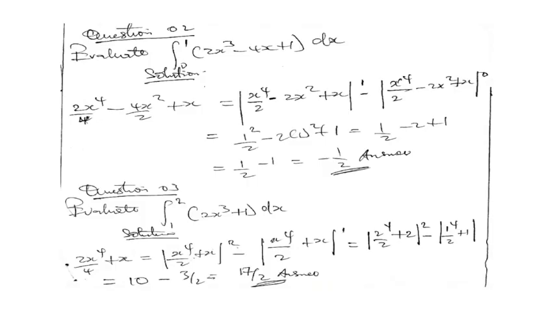Putting the minimum value 1. We'll simplify the left hand side and right hand side. We have 7 over 2.